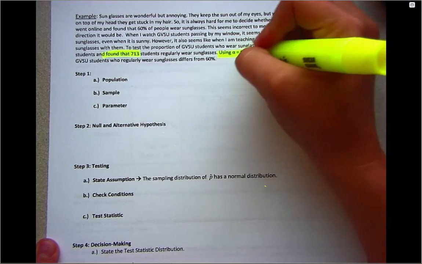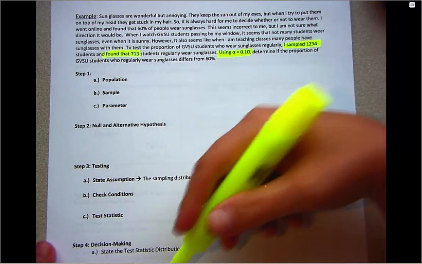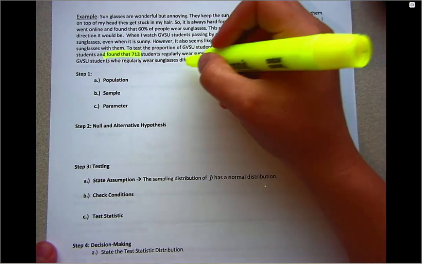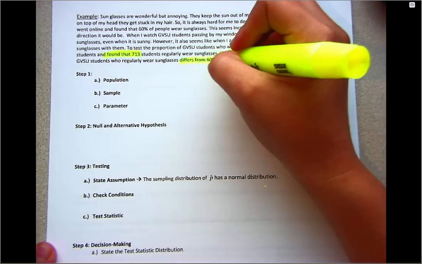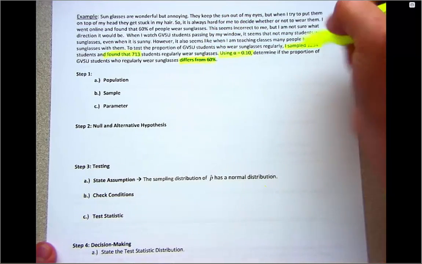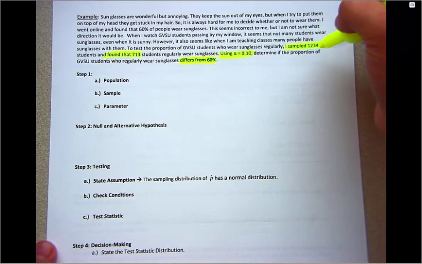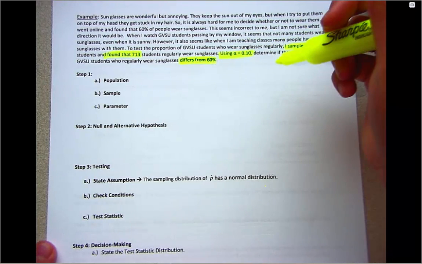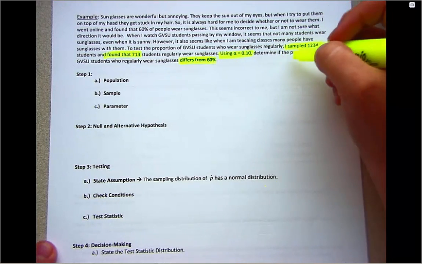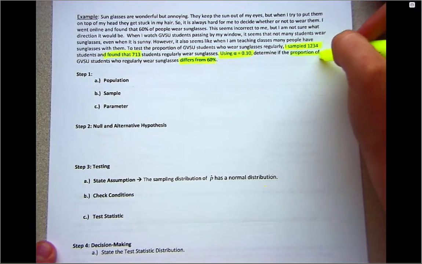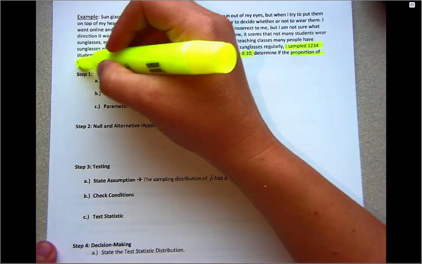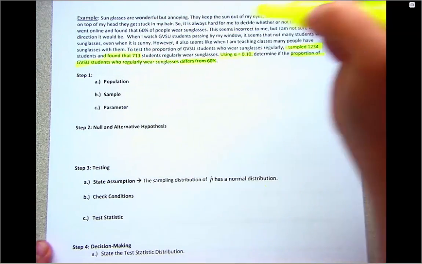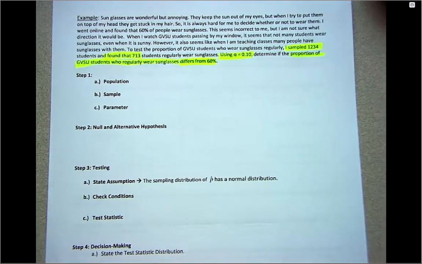We need to know what alpha is, so that helps us to make our decision down in step 4. We need to know what we would like to show, and today we want to see if the proportion of students who wear sunglasses regularly differs from 60%, and then we need information on our parameter definition. So we're going to do proportions here of GVSU students, so that's our population, and a success is those who wear sunglasses.